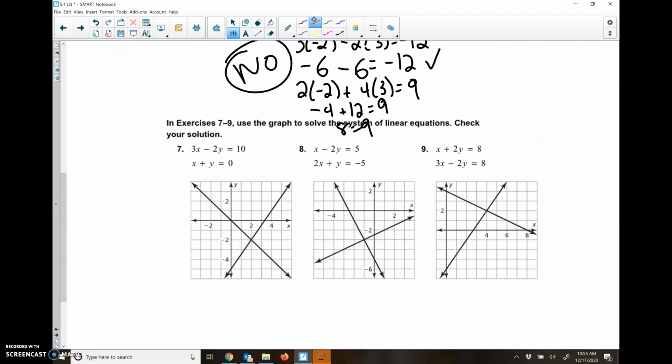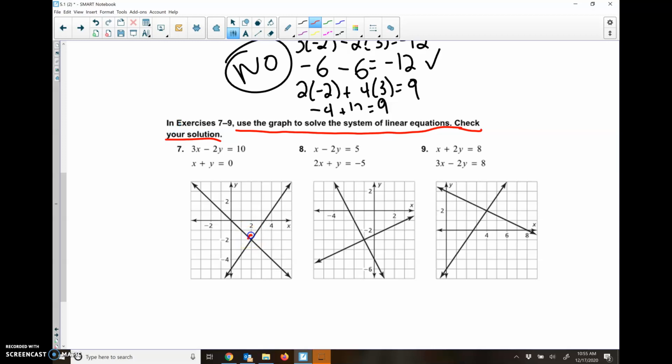All right, the second part of the problem on your homework is reading these graphs. The problems are going to be graphed for you, and it's asking you to find the solution. Use the graph to find the solution. It also wants us to check it, but we don't have to do that because the graph is already done for us. So it wants us to find the solution.